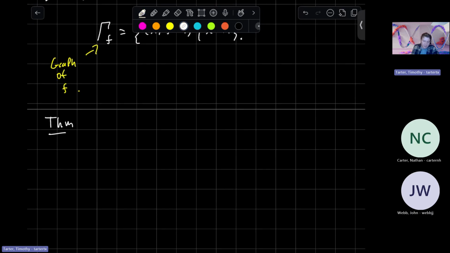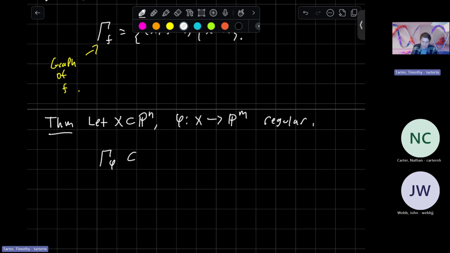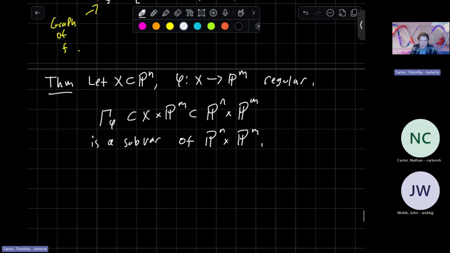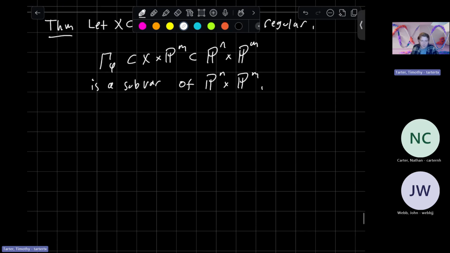So our theorem is going to be: let X in Pn be any projective variety, and phi from X to Pm a regular map. Then the graph of phi, which is in X comma Pm, which is contained in Pn cross Pm, is a subvariety of Pn cross Pm. And then the proof of this is by fibered products.